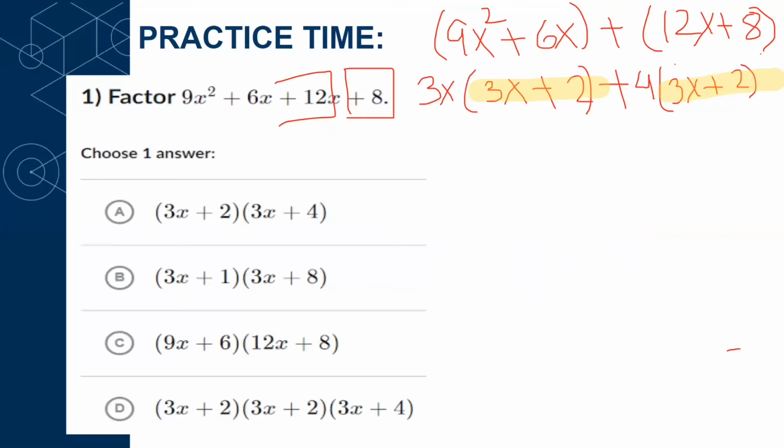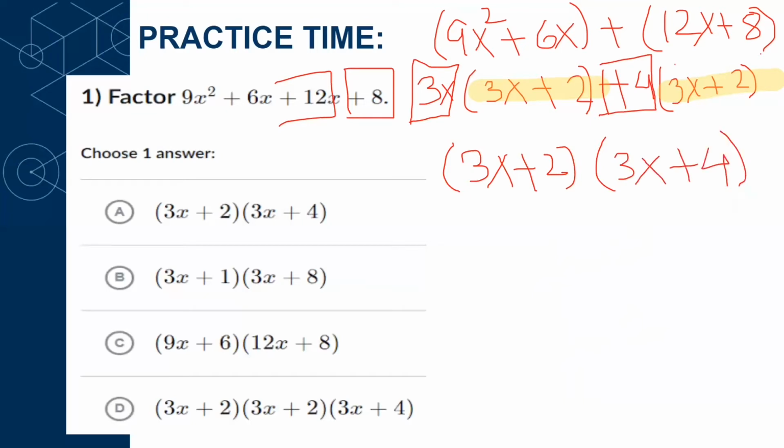So what is our next step? Well, my next step is to factor out the common factor. And then whatever I have outside the parentheses, which is also our GCF, I put them together. So 3x plus 4. This is your factored form of the expression given in here, done through grouping. This expression cannot be factored any further, and that should be your answer, which is option A in here. Okay?